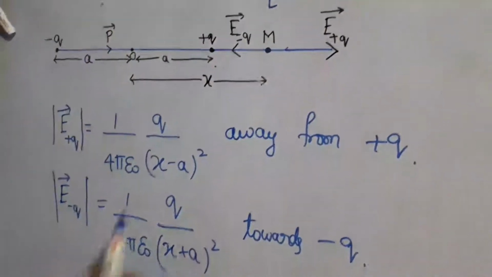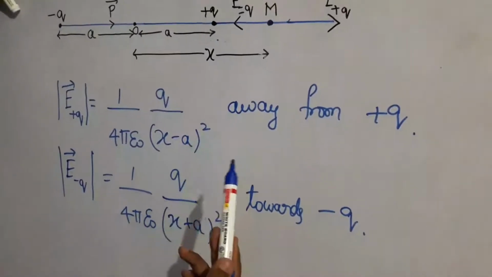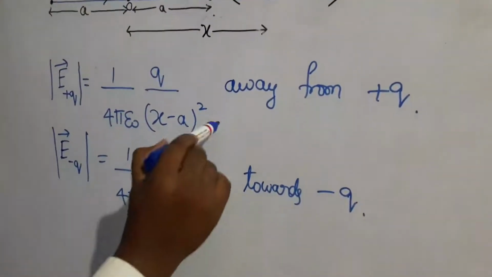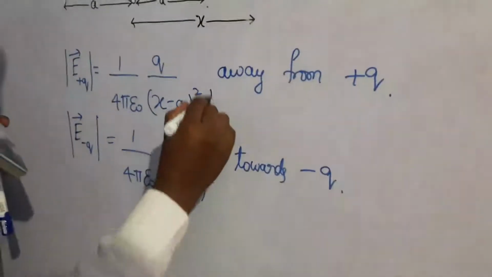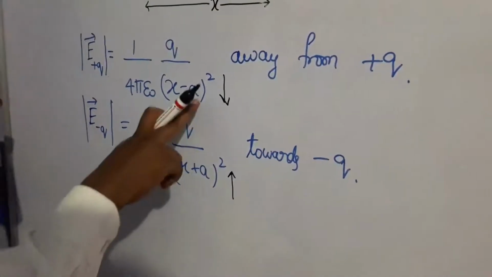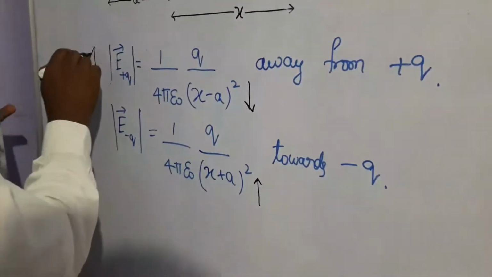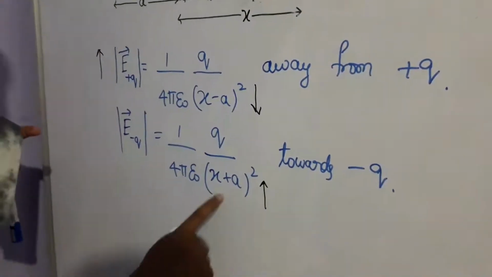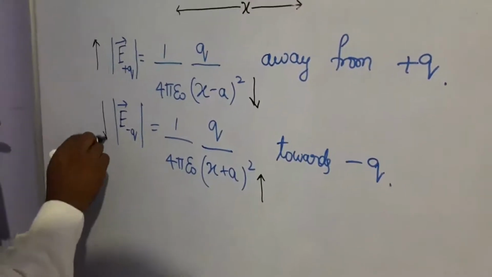Now see here, for E plus q, x minus a whole square is there, means it will be very less. X minus a whole square will be less compared to x plus a whole square, which will be high. Since x minus a whole square is less, E plus q will be more, right? Here x plus a whole square is more, then E minus q will be less.